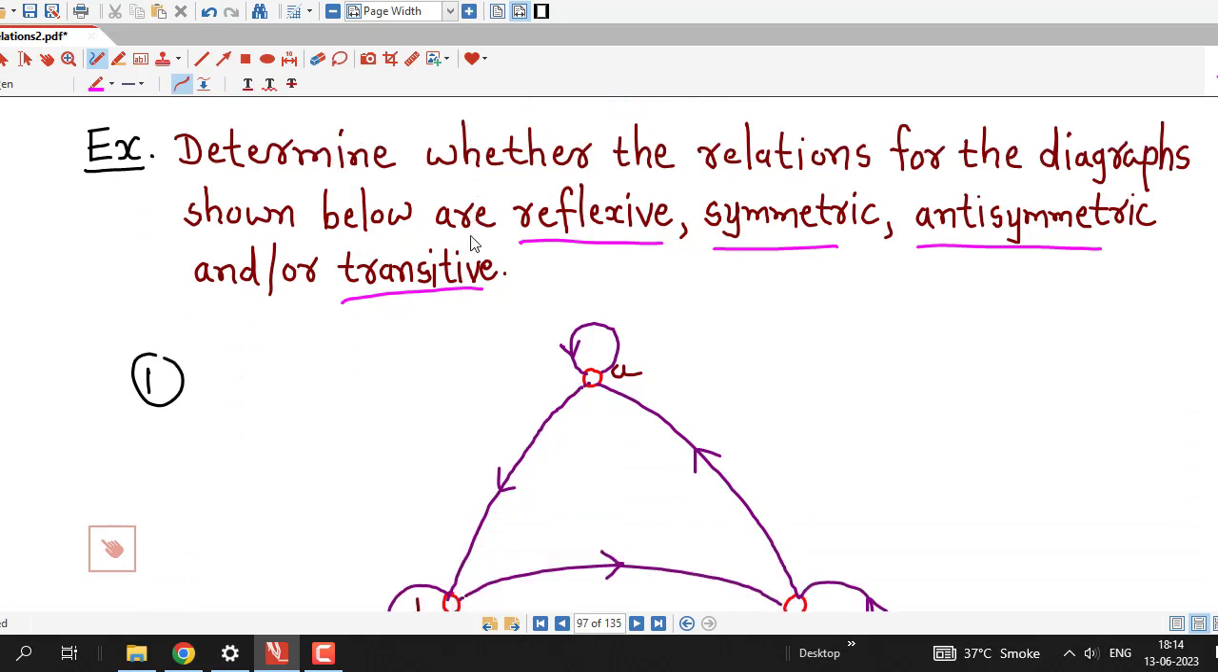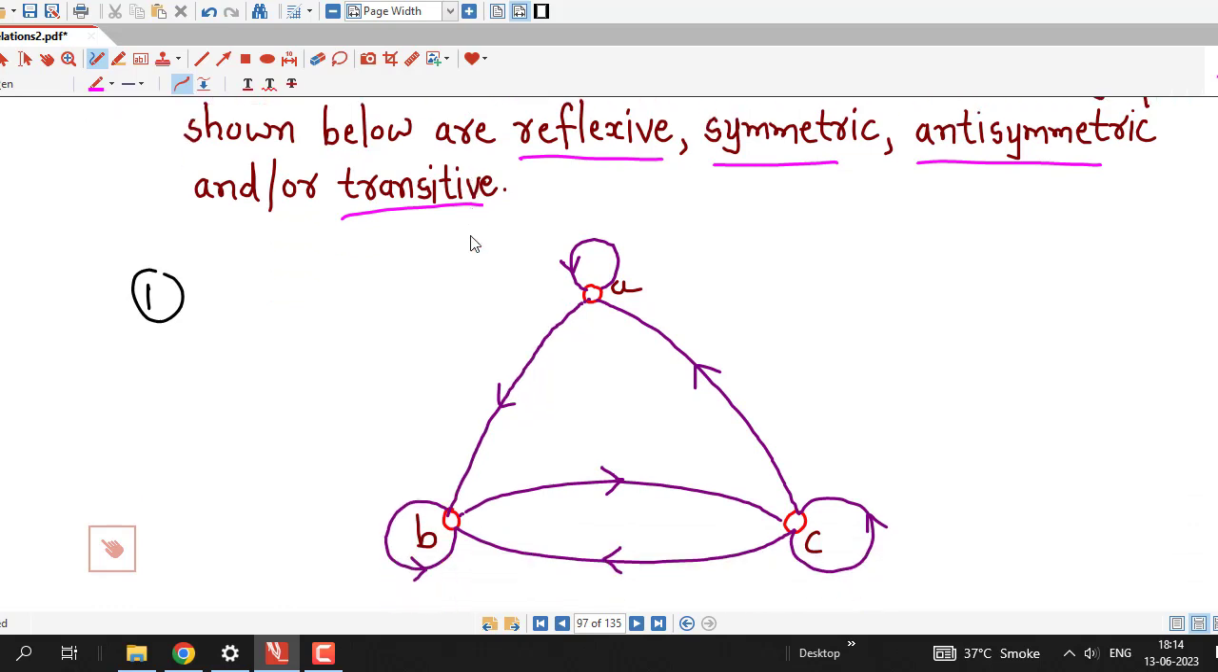this lecture. So here this is the graph and we have to first decide whether it is reflexive or not. Now we know that our relation is reflexive if there is a loop at every vertex of the graph, and here we can see there are three nodes or vertices and there is a loop at each vertex of this diagram. Therefore this relation is reflexive.